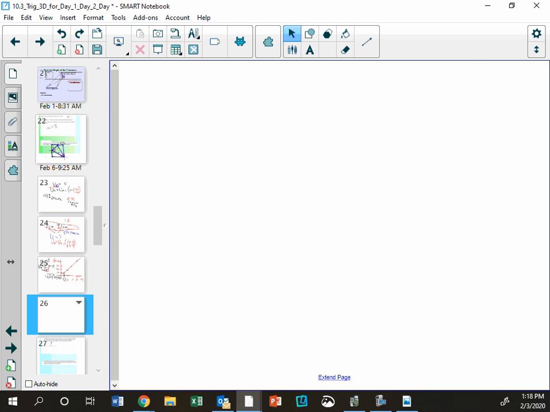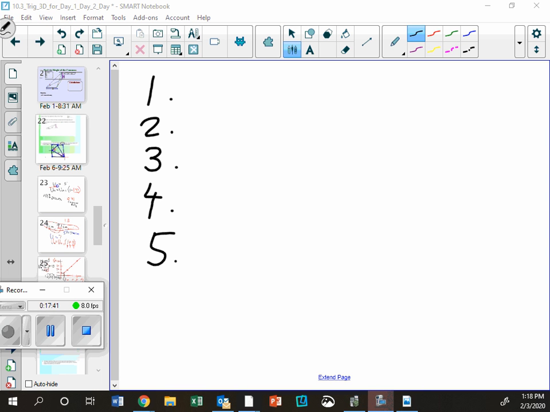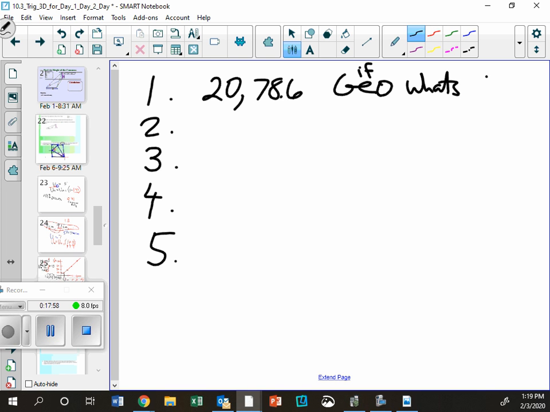Okay, on the first one, the question is, if I give you this sequence, and you're doing this with your partner, but not the people in front of you or behind you, if I say this is geometric, what's the common ratio? Don't say it. Talk to your partner. Figure it out. You can use calculators. You can get help from your partner. If that's a geometric sequence, what's the common ratio?